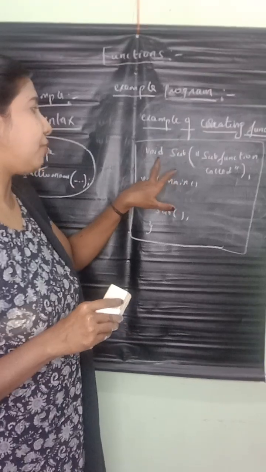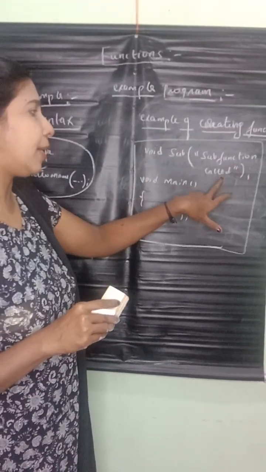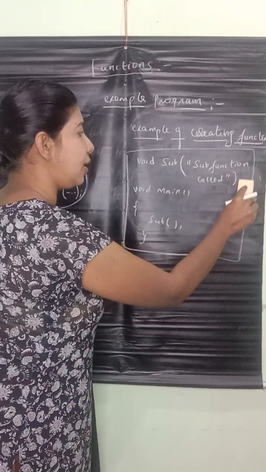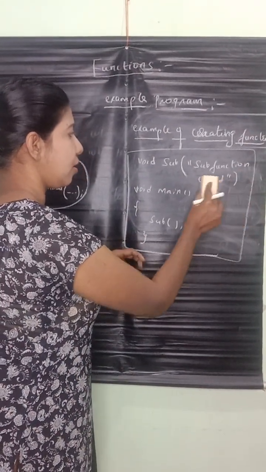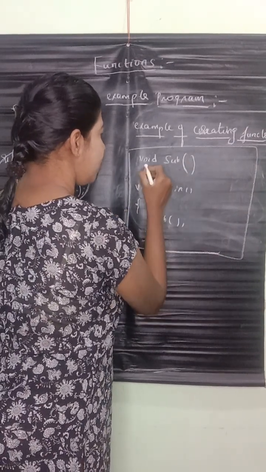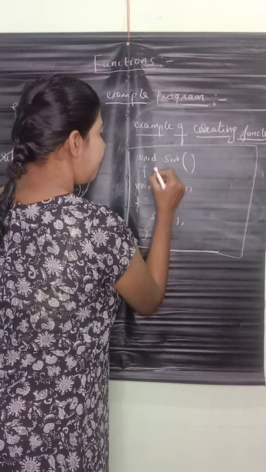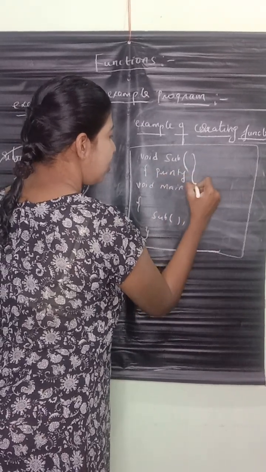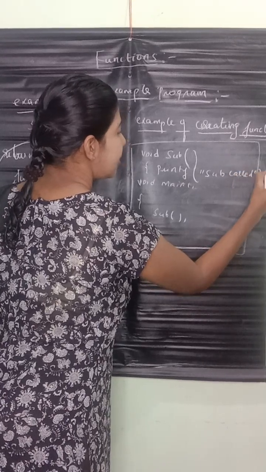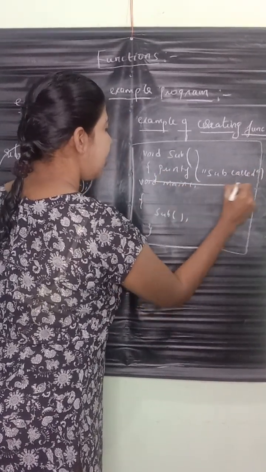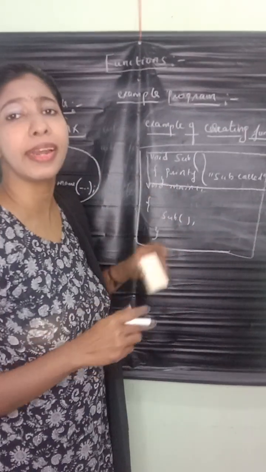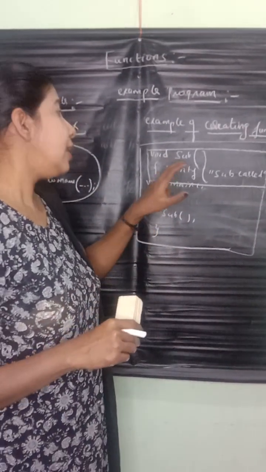See, first what I have given: void sub of, sub function, I am giving a semicolon. Then void sub of, here I am specifying printf sub call, and closing. Make a note of it. I am creating a function here. This is your function definition. It is not your declaration. Make a note of it. Very important. This is your function definition.